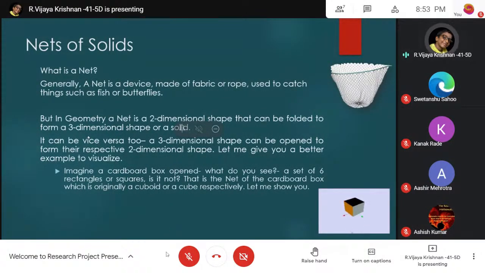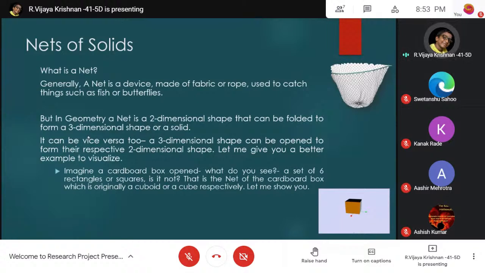Generally, a net is a device made of fabric or rope used to catch things such as fish or butterflies. But in geometry, a net is a two-dimensional shape that can be folded to form a 3D shape or a solid. It can be vice versa too. A 3D shape can be opened to form their respective 2D shape.